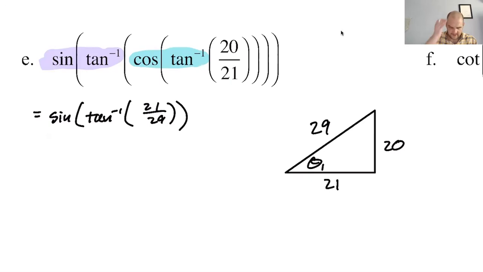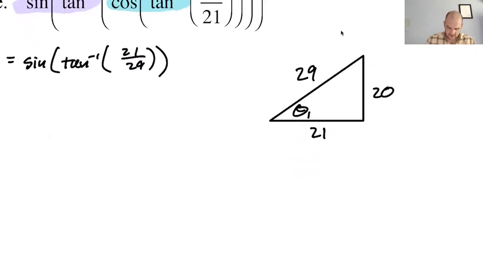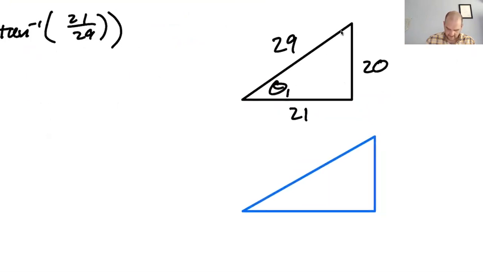All right, now I'm going to try to do, this one's not going to be great, the sine of the inverse tangent of 21/29. New inverse trig function, right? I mean, it's the same inverse trig function, but we hit it for a second time. New ratio, new triangle. So new triangle, and in this triangle we have the tangent of, let's call it theta 2. Tangent of theta 2 is 21/29.